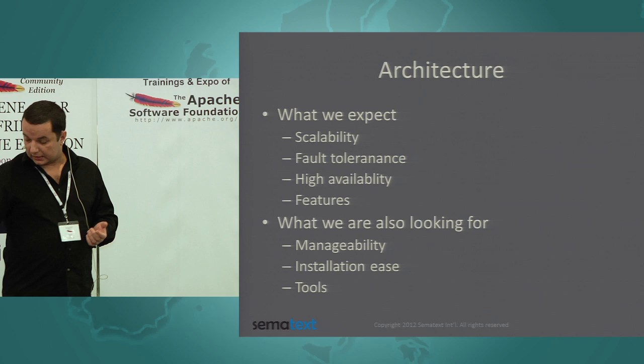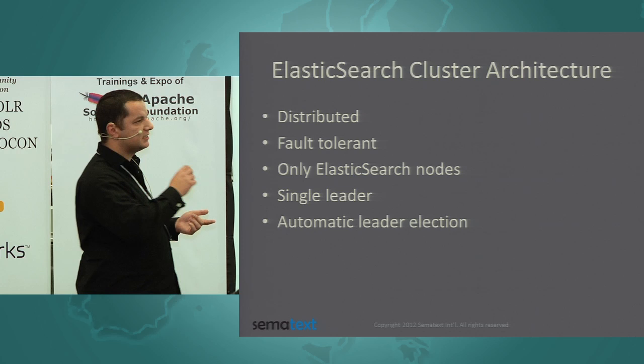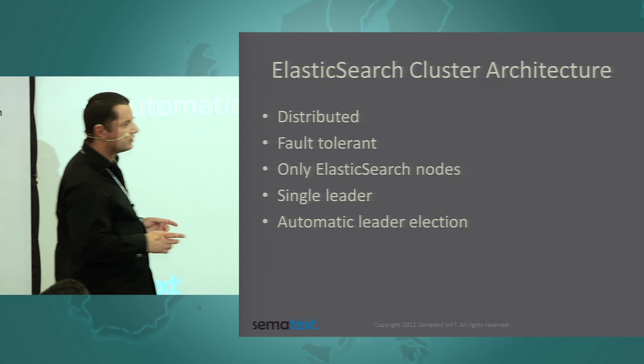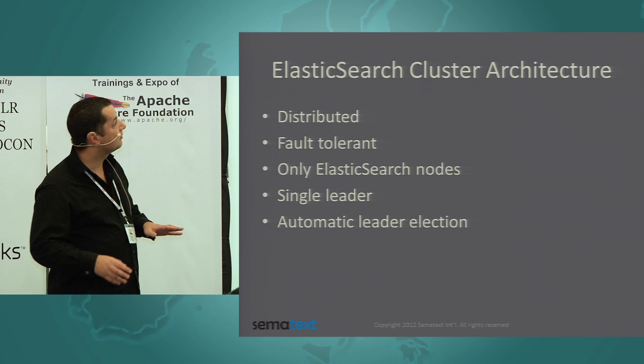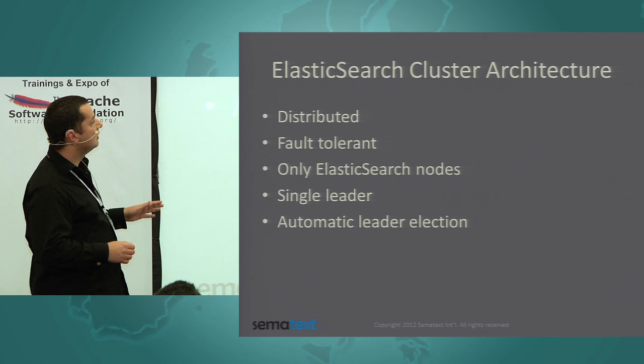In ElasticSearch, of course, we've got all those things. ElasticSearch is distributed, it's fault tolerant, and consists only of ElasticSearch nodes. That's one thing. It has a single leader, maybe something like a master, and it has automatic leader election based on discovery, but we will talk about it a bit later. Of course, it's highly durable, fault tolerant, as I said, and it scales.